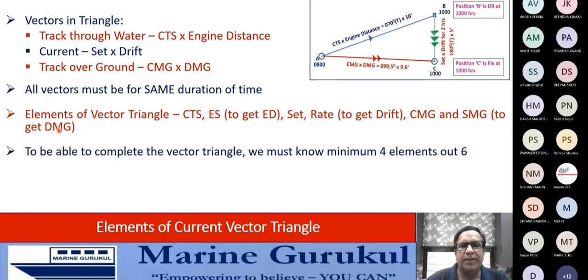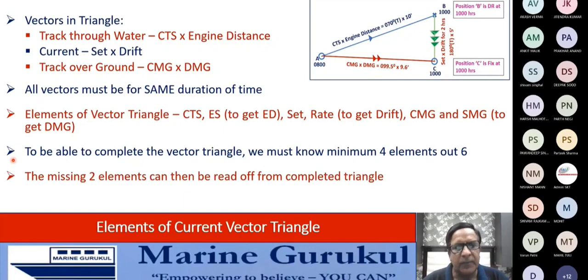To be able to complete the vector triangle, please remember, you need to have minimum 4 elements out of 6. So if you have to complete the triangle, please source minimum 4 elements, and then only the triangle can be completed. If you do not have 4 elements, then no way can you complete the triangle. The missing 2 elements can then be read off from the completed triangle.